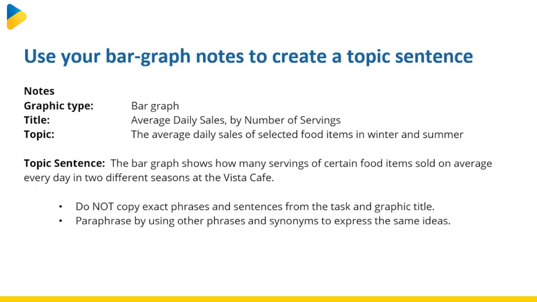The bar graph shows how many servings of certain food items sold on average every day in 2 different seasons at the Vista cafe. As you see, I did not copy exact phrases that I had in my prompt, and I used my own words, but also the information that was provided. Also, what you can do is paraphrase some words from the prompt by using different synonyms or some words that have the same ideas. So as long as you do not copy exactly the same words, exactly the same phrases, you should be okay.